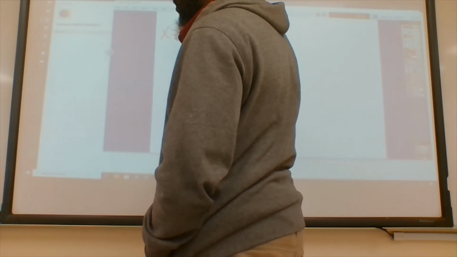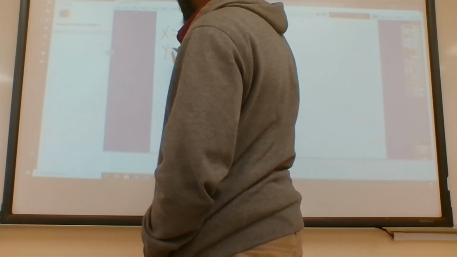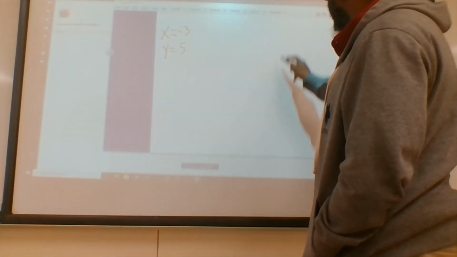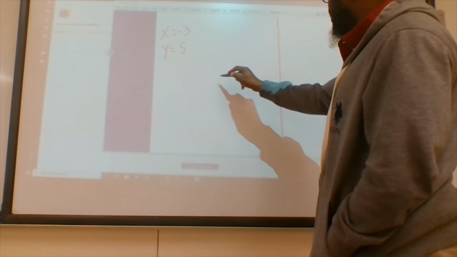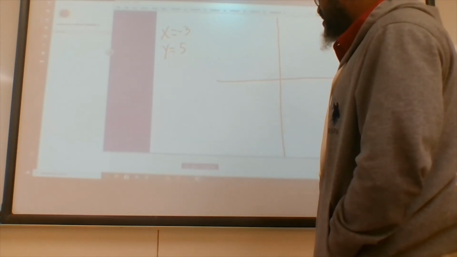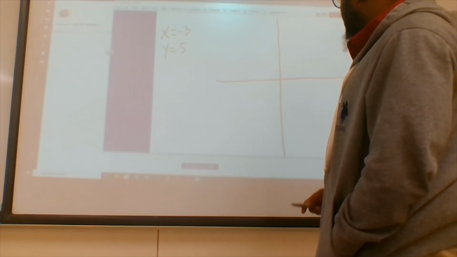X is equal to negative 3, y is equal to 5. This is an easy one, but that could be trouble for many of you, where you have a horizontal and a vertical line. So in this case, they will be perpendicular. That's the classical definition.